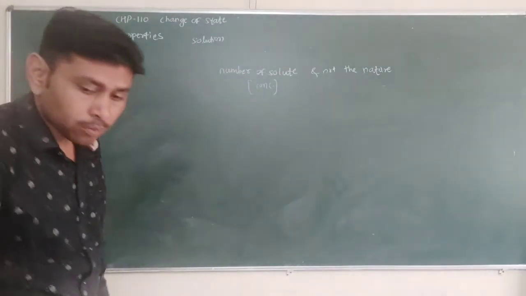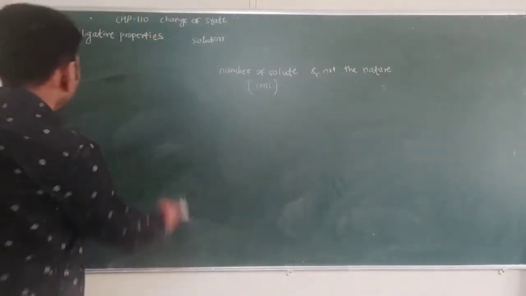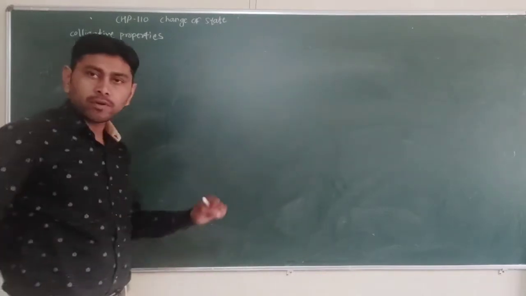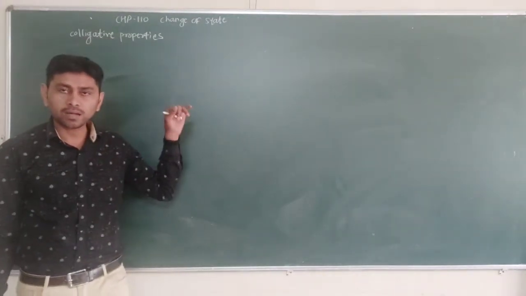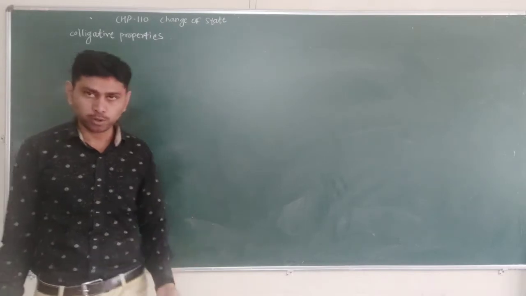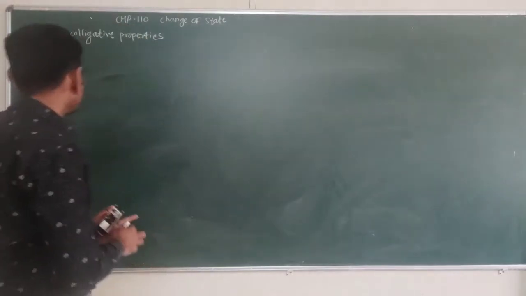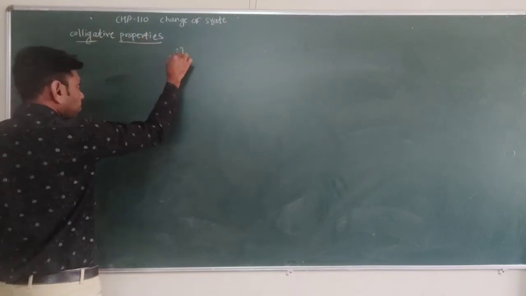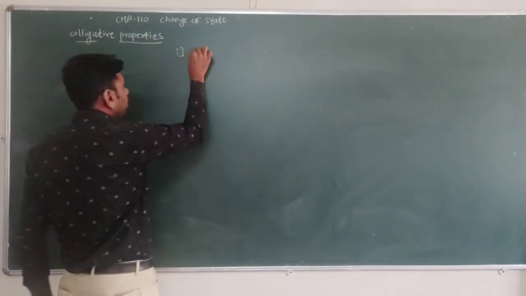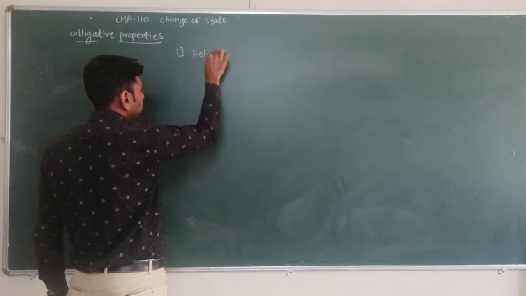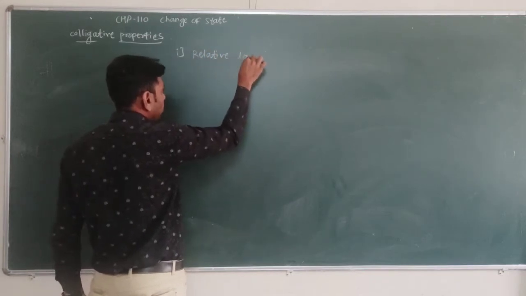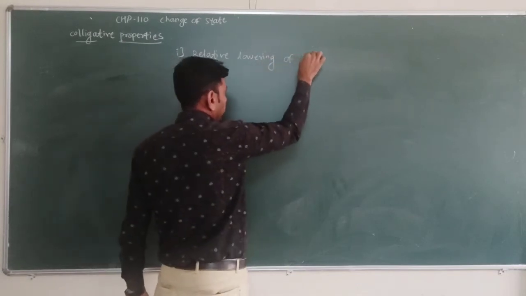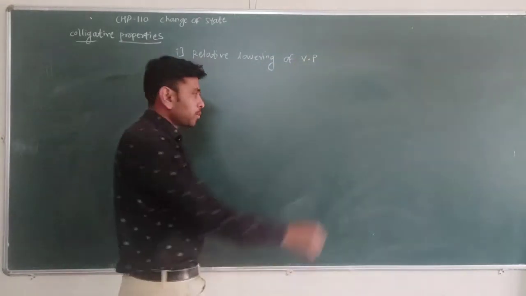So which are the colligative properties? We know that there are 4 types of colligative properties. In short, we have to remember that colligative properties are the properties which depend on the number of solute particles. First colligative property is the relative lowering of vapor pressure.